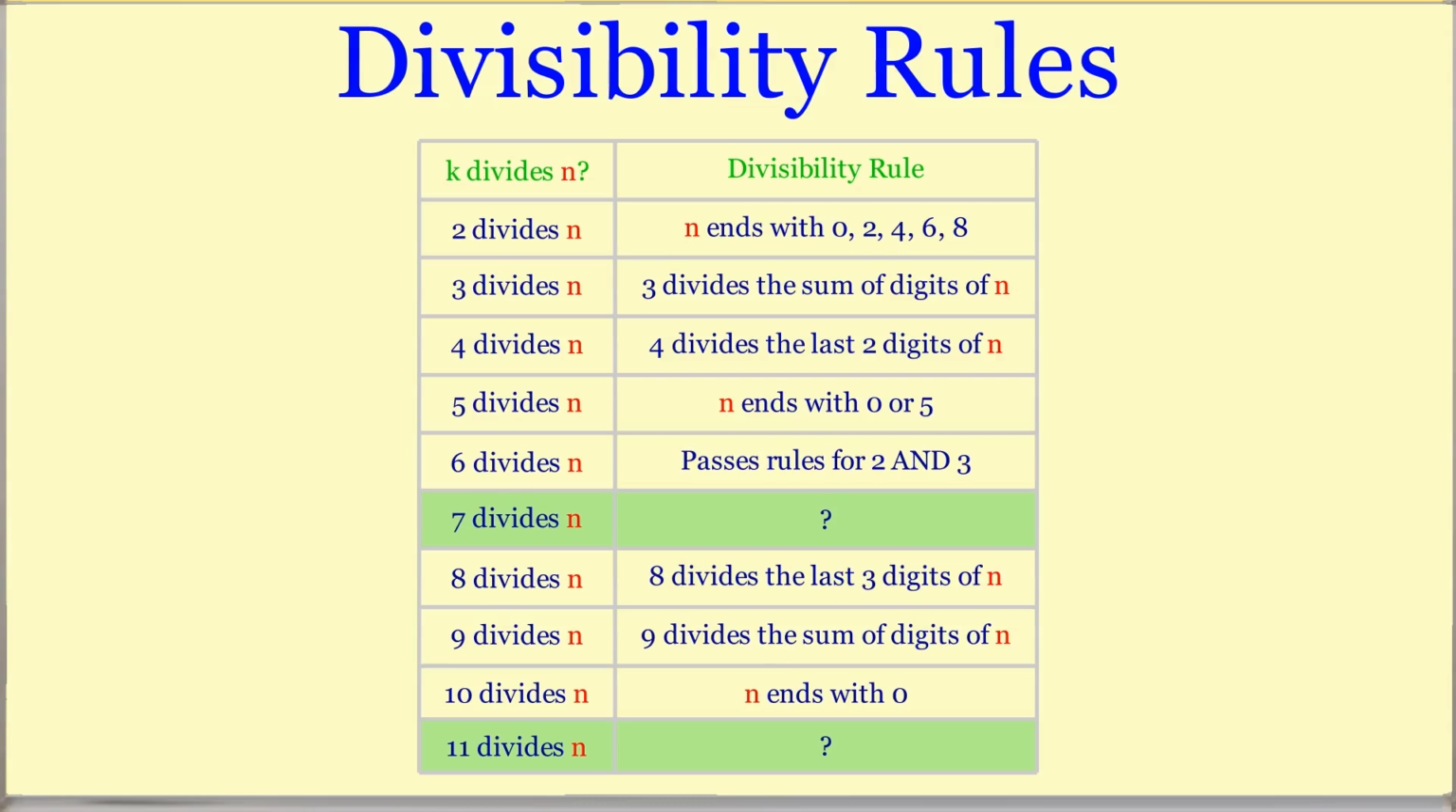But wait, you might be asking, what about 7 and 11? Oh, those are the true misfits, the rule breakers of the division world. I am going to keep their bizarre boss-level secrets locked away, and I will only reveal them at the very end of this movie. Stick around.